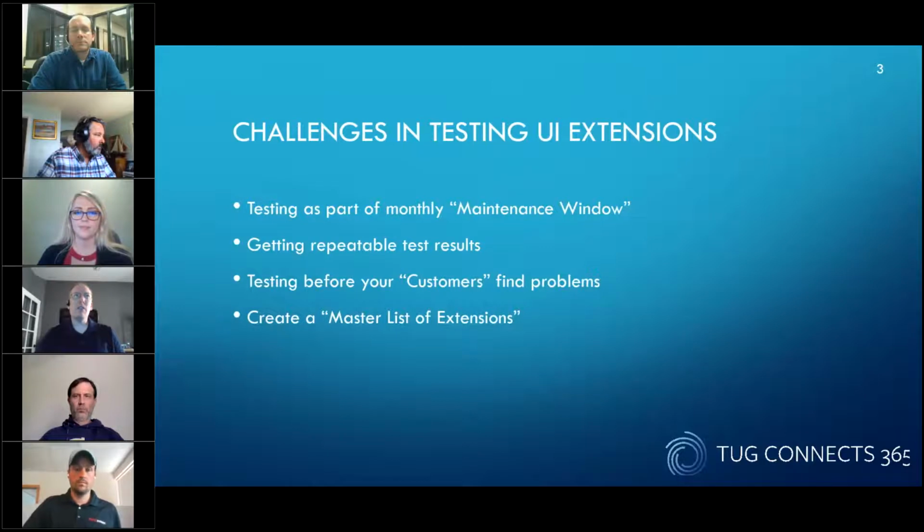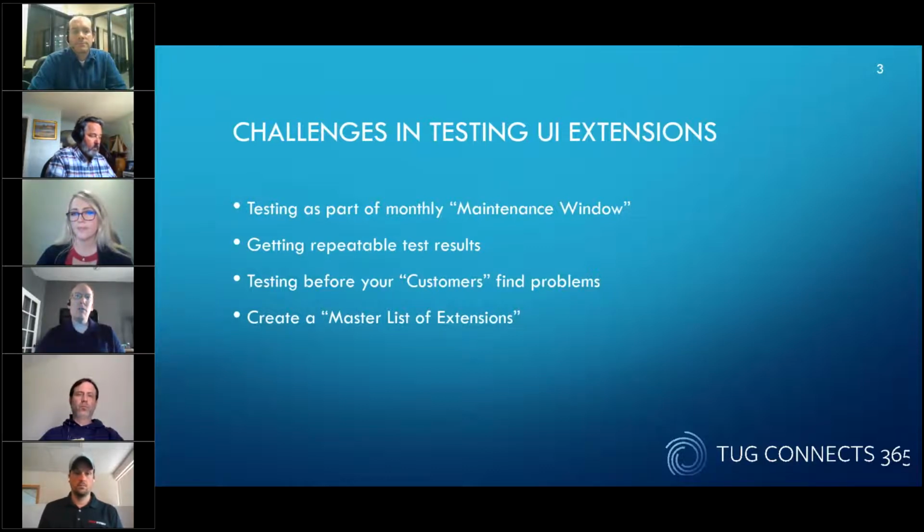The other thing is getting repeatable results. When it comes to automated testing, one of the biggest benefits is knowing that you are going to get predictable and reliable results. With manual testing, it's one thing to say, okay, we're going to go test things, but you have to remember what you tested and how you tested it. With automation, that problem goes away.